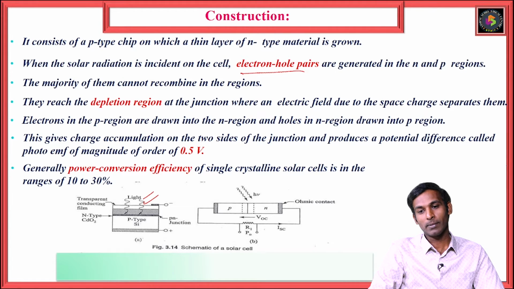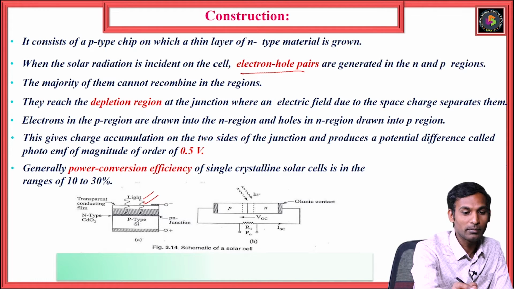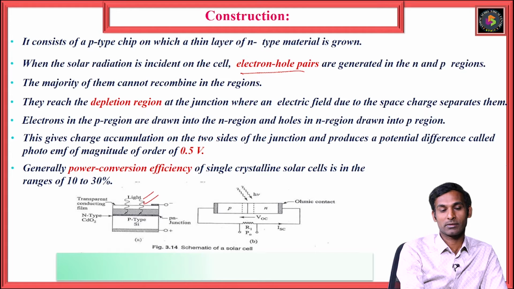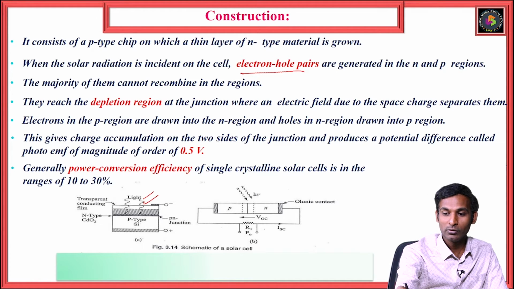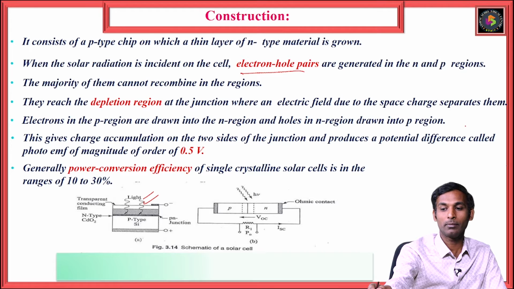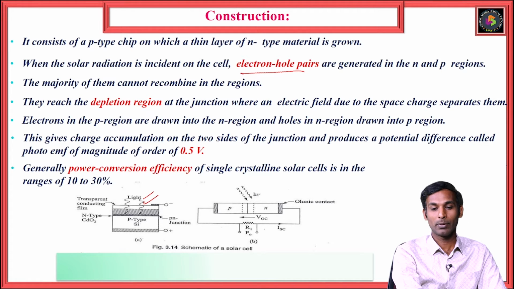Electron hole pairs are generated in the n-type and p regions. So the majority of them cannot recombine in the region. Here also it cannot be a continuous process in the solar cell. So they reach the depletion region at the junction, where an electric field due to the space charge separates them. So here electrons in the p region are drawn to the n region and holes in the n region are drawn to the p region.